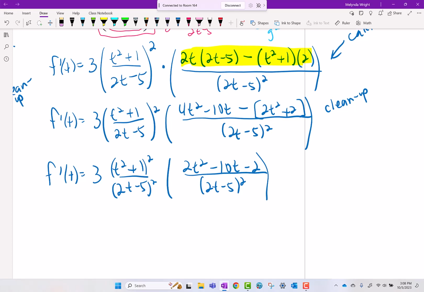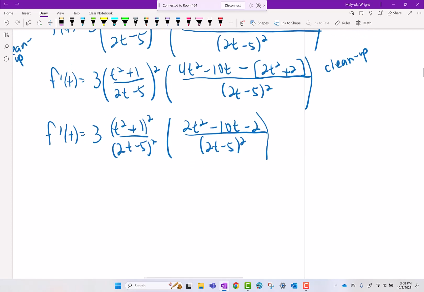Now, why would I do that? Because I've got in the denominator 2t minus 5 squared times 2t minus 5 squared. What could I combine those to be? 2t minus 5 to the fourth power. Absolutely. 2t minus 5 to the fourth power. So that's what we're going to do. 2t minus 5 all to the fourth power.